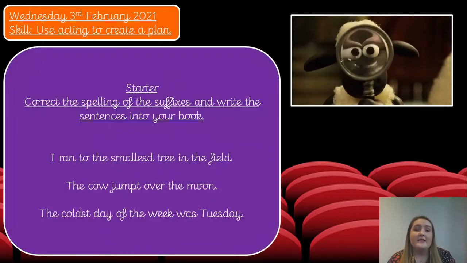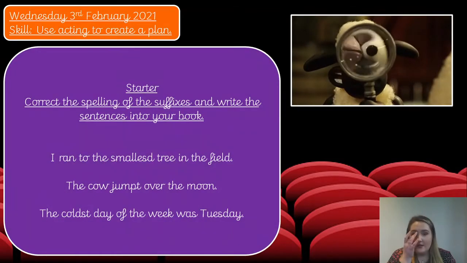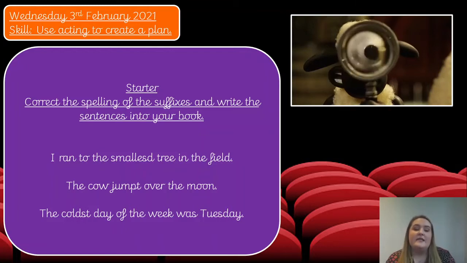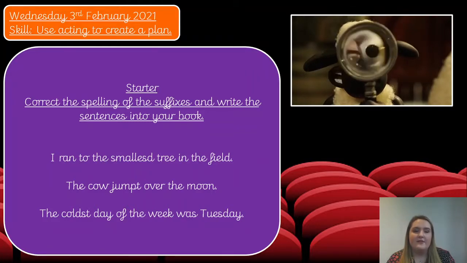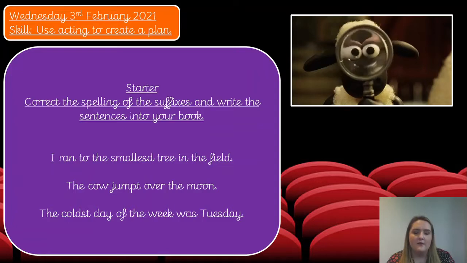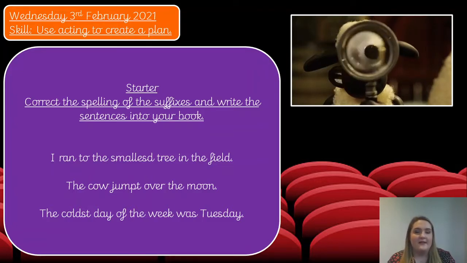Okay, let's have a look at your starter then. I would like you to write these 3 sentences into your books. Okay, and then I would like you to correct the spelling of the suffix in each sentence. So if we have a look at the 3 sentences, there is one mistake in each sentence and I would like you to write these in and correct it. So I ran to the smallest tree in the field, the cow jumped over the moon, the coldest day of the week was Tuesday. So I'd like you to write these sentences in now and correct them please.